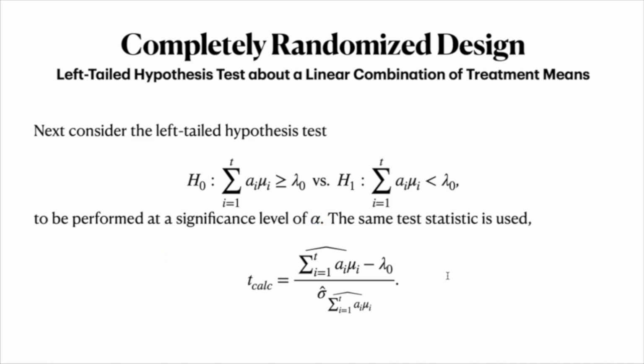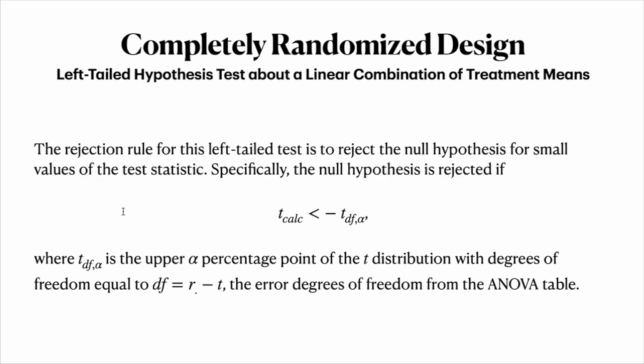Again, we're going to denote the significance level of the test by alpha. The test statistic that we'll use here, again, is t-calc. It's the same test statistic that we looked at for the two-tailed test. The difference here is that now we have a left-tailed rejection region.